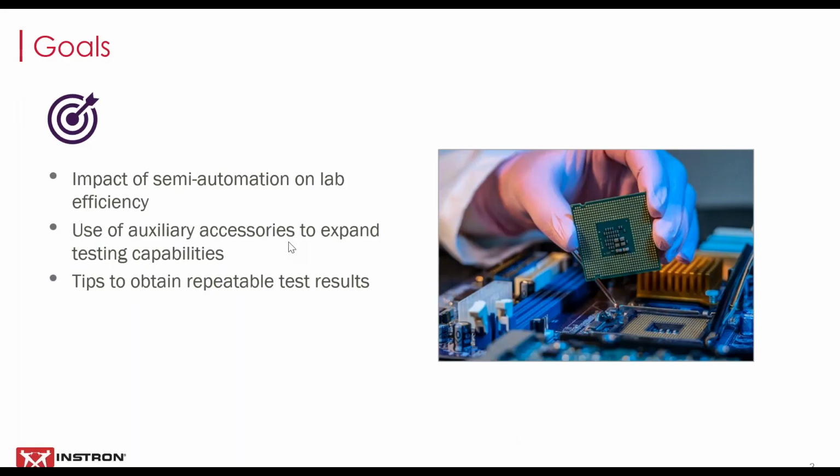Today's discussion will focus on three areas. We're going to begin with automation and how that can help you to increase your lab efficiency, allowing you to make better use of your resources. Then we'll look at some interesting accessories that many of our customers just aren't aware of. Universal testing systems have so many uses, but a lot of times people just aren't aware of how much information about their products they can gather from their test systems by adding new accessories. And finally, we'll review some tips that you can use to ensure your test results are repeatable.